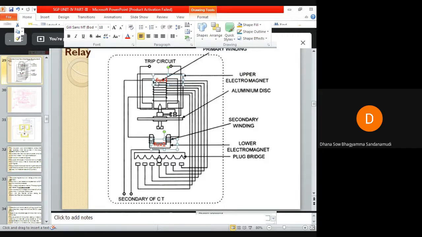Now, because of the time and space displacement between the fluxes and the currents, driving torque is induced. This driving torque will act in the opposite direction to the control torque. The disk will start to move, and this moving contact will come in contact with the fixed contact. When this happens, the trip circuit is closed and the circuit breaker is opened. So for this relay to operate, the current in the primary should exceed the preset value.